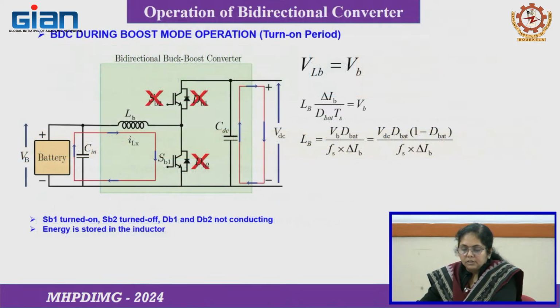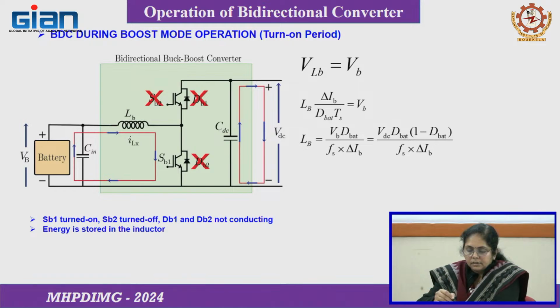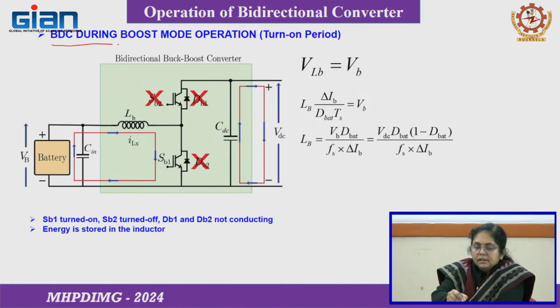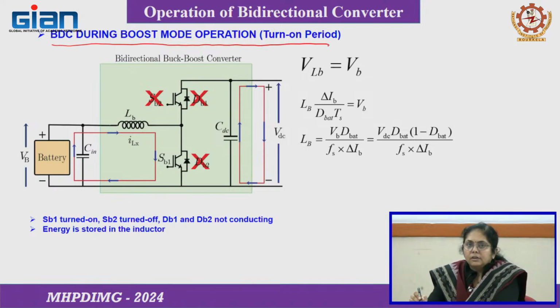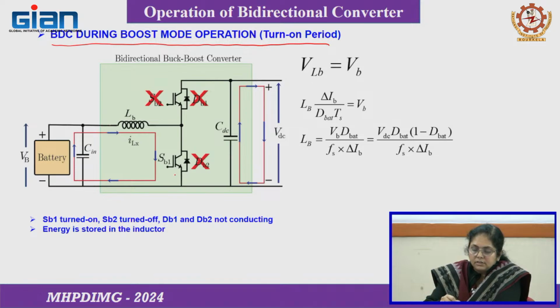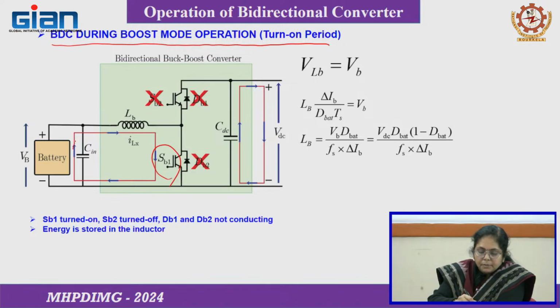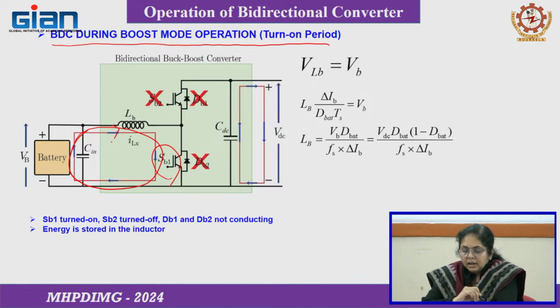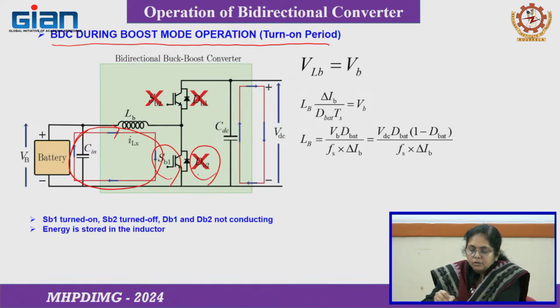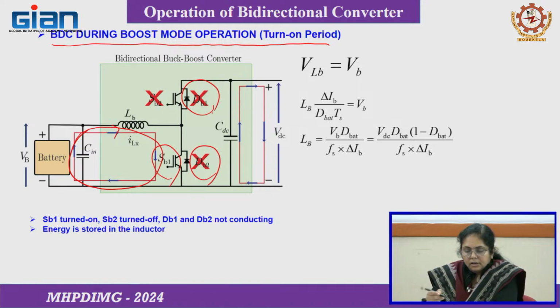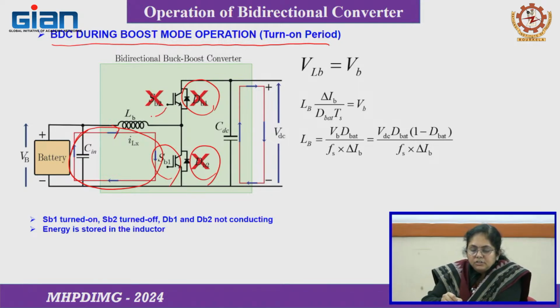I will show you this in a better way here. Here you can see the bidirectional converter during boost mode of operation, and this is the equivalent circuit when switch SB1 is on. During the on period of switch SB1, this is the path, so the inductor stores energy, and the diodes DB1 and DB2 are off and switch SB2 is also off.